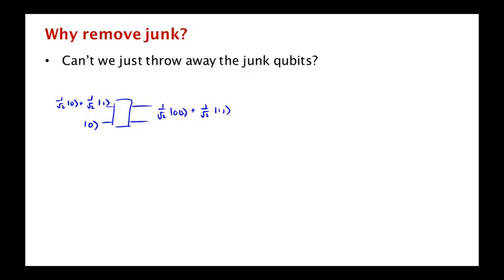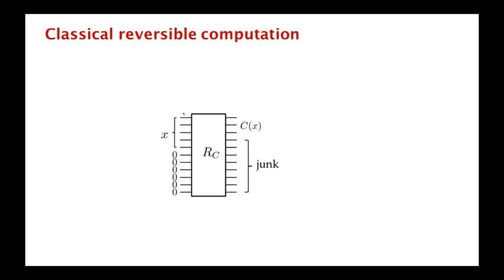Okay? So this really doesn't help at all. What we have to do is somehow change the circuit so that the junk qubits are not created. It turns out there's a very elegant way of doing this. So what do we do? Well, let's remember this was our reversible circuit.